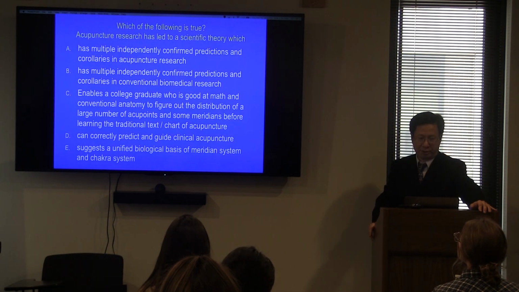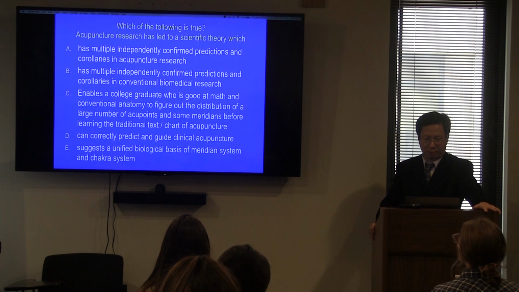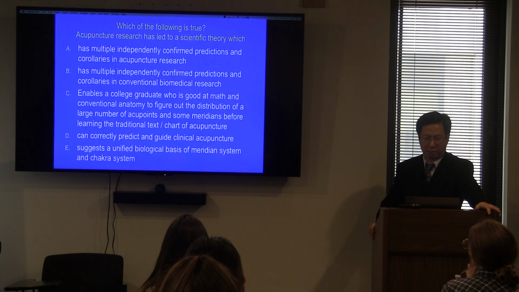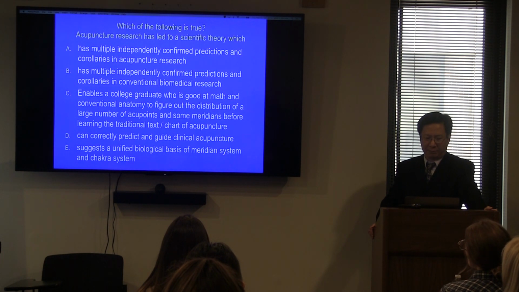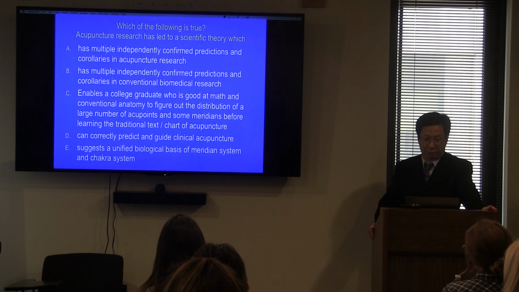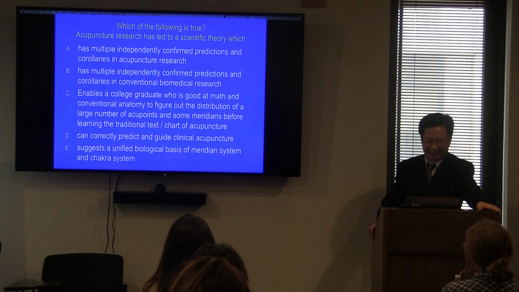So here's the first question regarding the basic scientific research on acupuncture. Which of the following is true? Choice A: acupuncture research has led to a scientific theory or model which has multiple independently confirmed predictions and corollaries in acupuncture research. Choice B is that it has multiple independently confirmed predictions and corollaries in conventional biomedical research. If a theory can achieve both, that's really the ideal of integrative medicine.